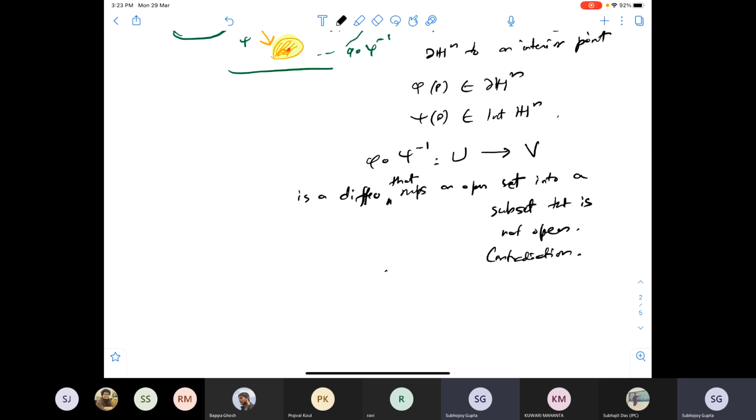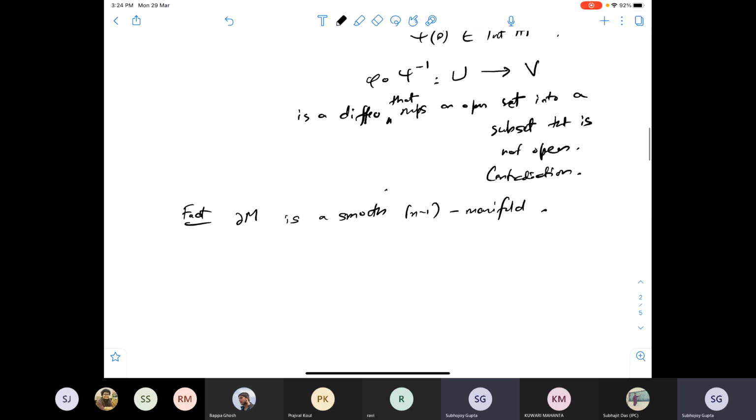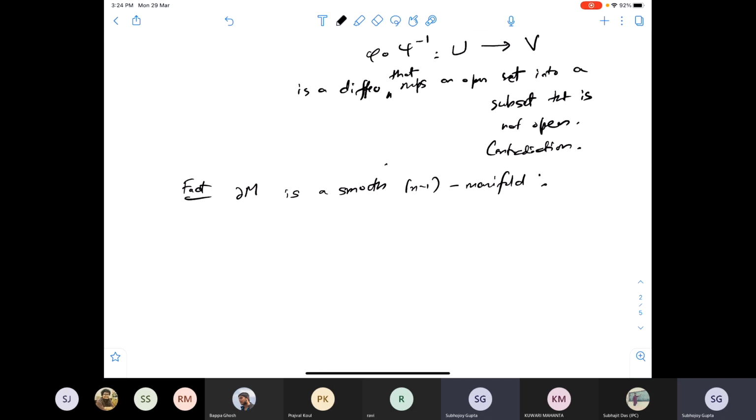Okay, and let me also mention a fact: the boundary of a manifold with boundary is always a manifold. It's a smooth n-1 manifold. If M was n-dimensional, this is one dimension less. And this is not going to be a manifold with boundary. This is just a smooth n-1 manifold in the usual sense. And the way that you see that it is a smooth n-1 manifold is you just restrict the charts of M to the boundary.